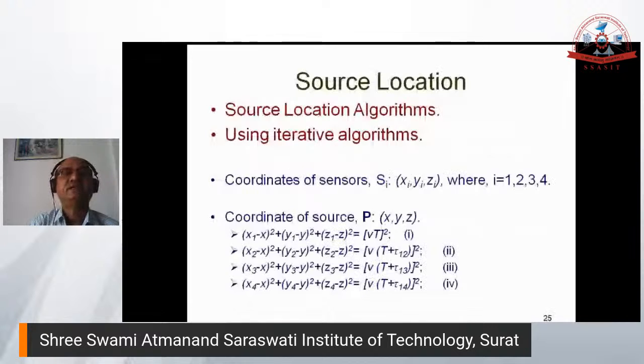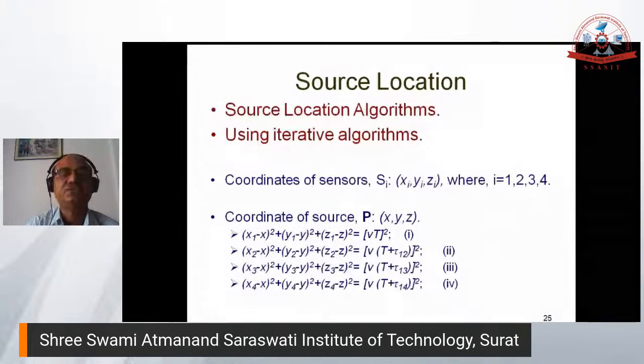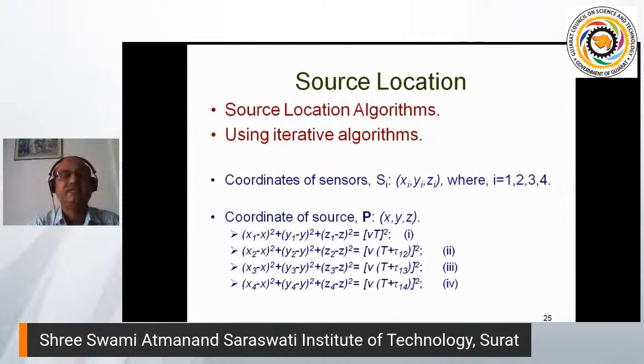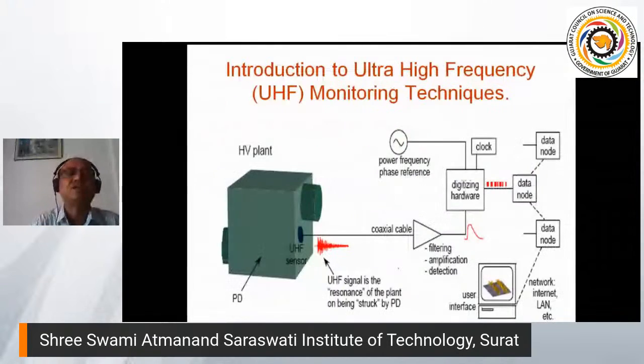Now I told you that PDA has the basic component of source location. For source location, we have an iterative algorithm. The source is ported to the different sensors, with sensor coordinates x1, y1, z1, and the source has xyz coordinates. The source to sensor distance is different, so it will take a different time to propagate, and based on that you have a set of equations. After solving these four equations, we can find the location.